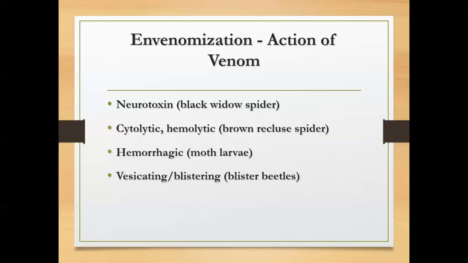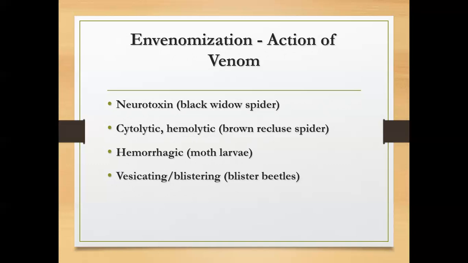Envenomization can be of different types. The actions of venoms are of different types. They can be neurotoxins, they can be cytolytic or hemolytic, hemorrhagic, vesicating, or blistering. Neurotoxins means those which affect your brain or neurons or nerve cells. The example is the black widow spider.